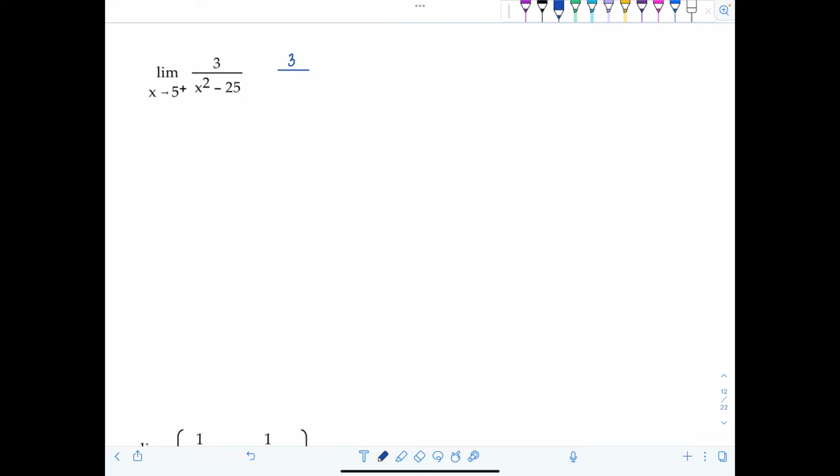Denominator, 5 squared minus 25, that's 0. So non-zero constant over 0, it's not an indeterminate form. It's either going to be positive infinity, negative infinity, or it doesn't exist.